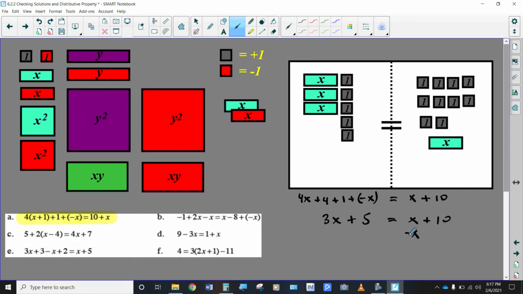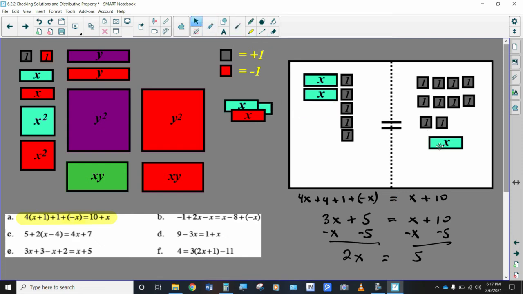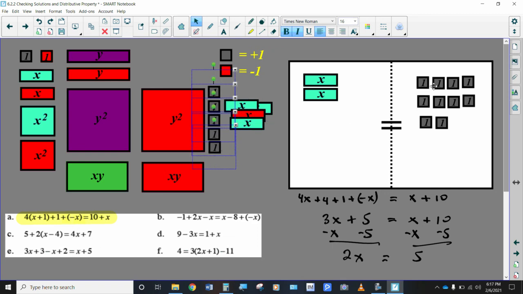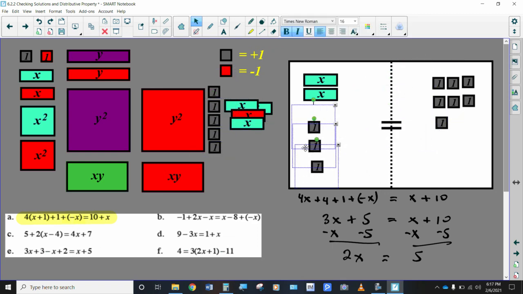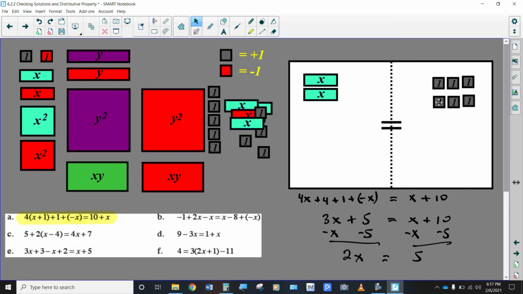I'm now going to take away 1x from each side and take away 5 from each side, and that's going to result in me having 2 x's on the left and 5 on the right. So take away an x from each side, take away 5 ones from each side. I think that's 5. No, that's 3, 4, 5.